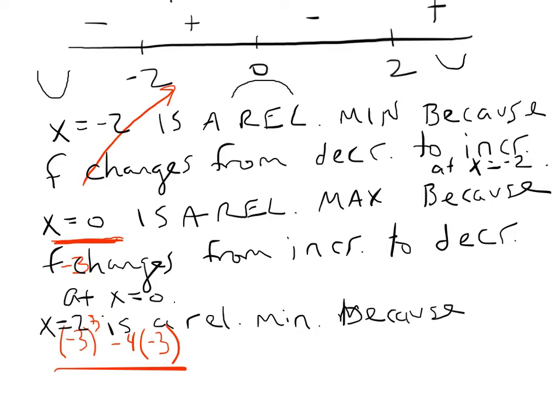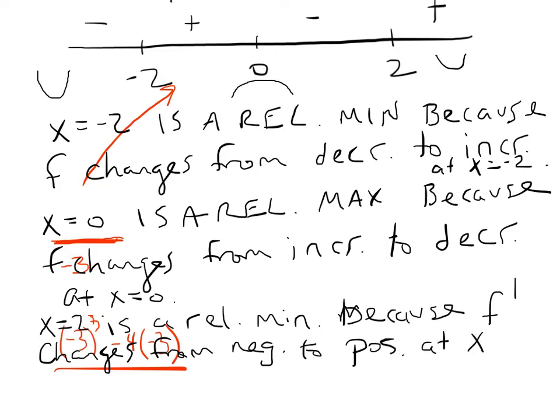This is another justification, and it's perfect, but it's different from talking about f. Here's what we say. X equals 2 is a relative minimum because f prime changes from negative to positive at x equals 2. And in class we're going to talk about why, because f prime is changing from negative to positive.